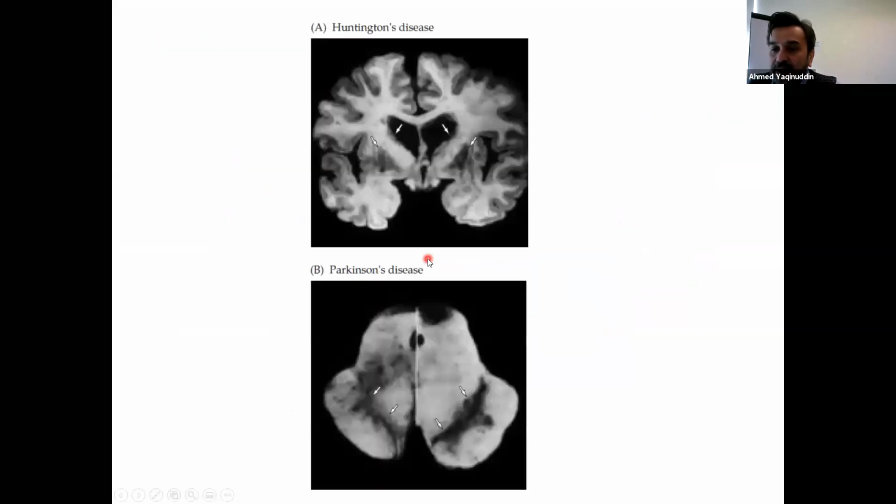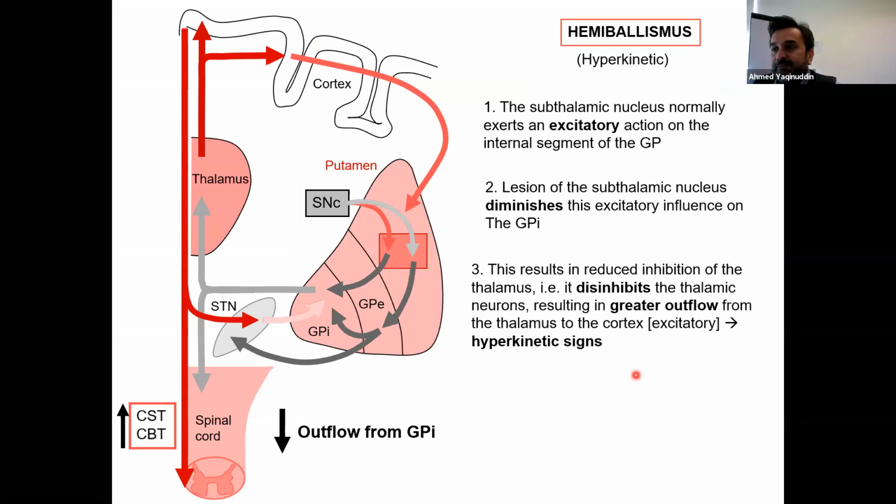We can show you another video later, but you can see this is the degeneration which you are seeing in the head of caudate and the putamen in Huntington's disease. In Parkinson's disease, you would see the degeneration of dopaminergic neurons which are present in the substantia nigra. So this is what you see on the pathology. The last one among the hyperkinetic disorders which we are going to discuss is the problem with the subthalamus.